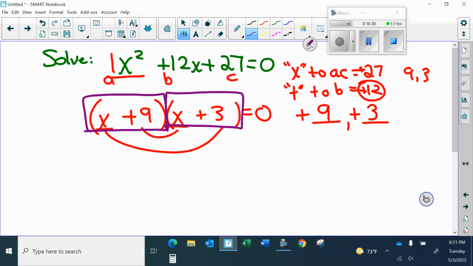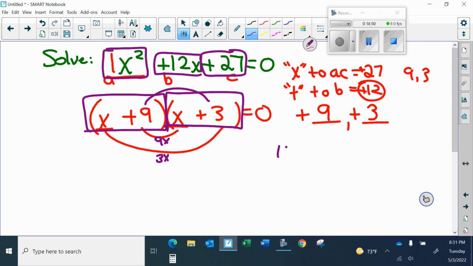So we just checked it before. Remember, I can put the 9x there and the 3x there, and 9x plus 3x is my 12x, and the 9 times 3 is the 27. So I've already done x times x to get my x squared. So I just checked it. Those two binomials multiply back up to the original. So those are called factors.